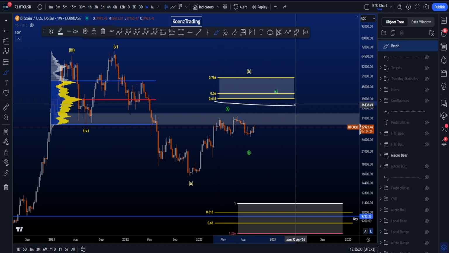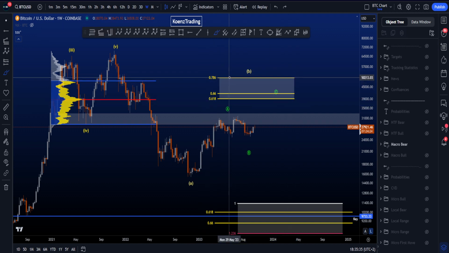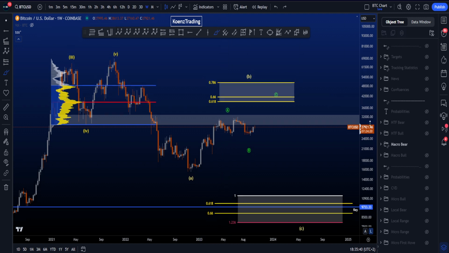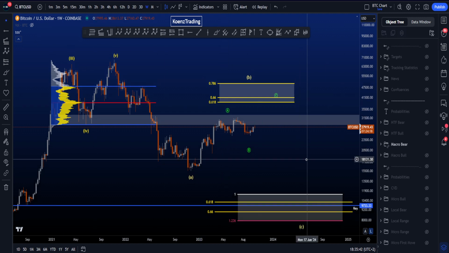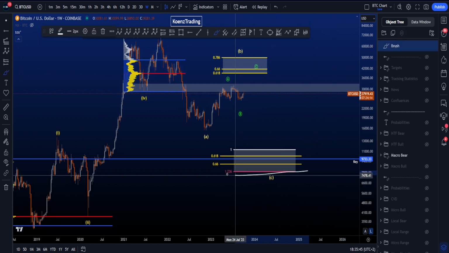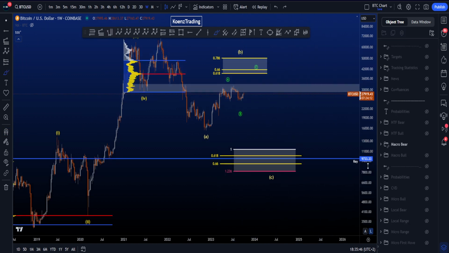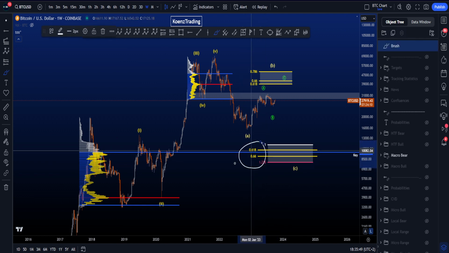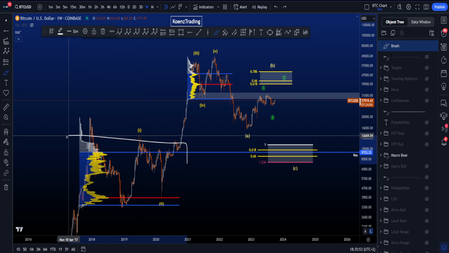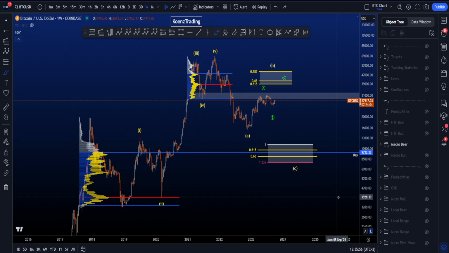So the area between 39K as well as 50K, which is the area of the 0.786, is very important resistance for price. Now, if we look towards the downside, a great support area for Bitcoin is between 11 and 8K, consisting of the golden pocket over here, taken from the low to the all-time high, as well as the value area high of this multi-year volume profile.